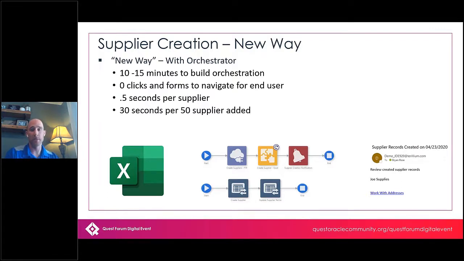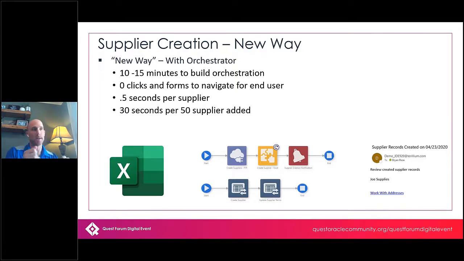You really have no clicks from an end user because they drop an Excel sheet on an FTP and it's gone, right? The scheduler will pick it up. You can have the scheduler remove that Excel doc from the FTP once it's been run, so it doesn't obviously rerun over and over and over again. And it takes 30 seconds for you to add 50 suppliers. Okay, so I drop an Excel doc on an FTP, and I'll show you in a little bit. You run that orchestration, it takes 30 seconds to create 50 suppliers.